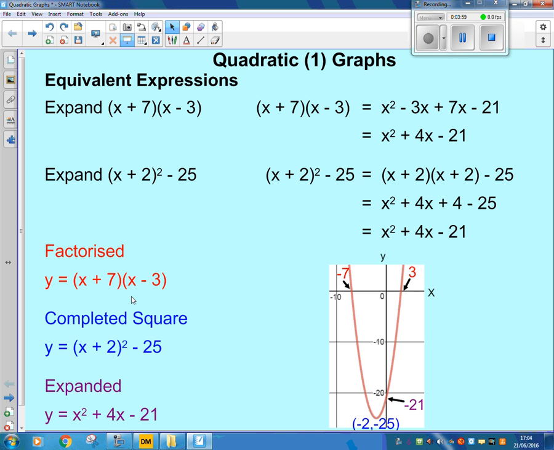And what this means is that the factorized form, which gives me the x-intercept, and the completed square form, which gives me the vertex, are more useful than the expanded form, which only gives me the y-intercept.